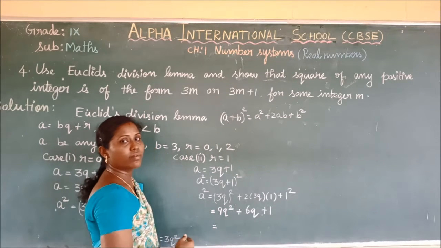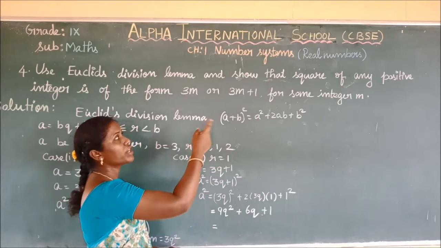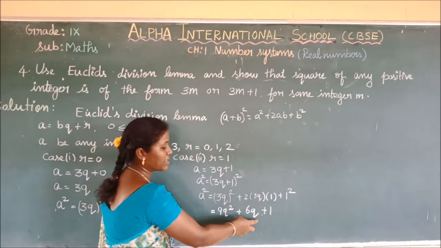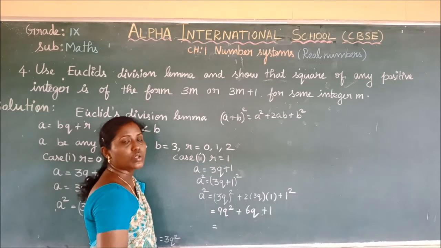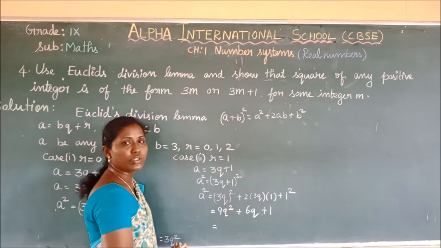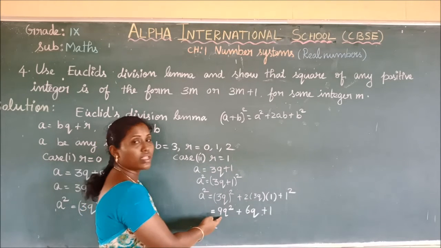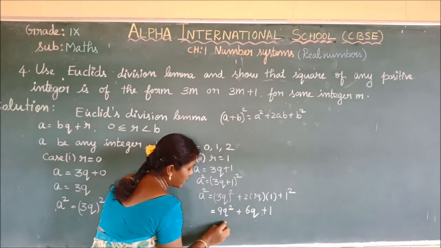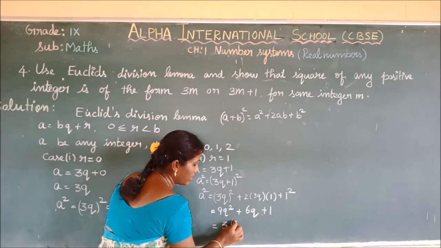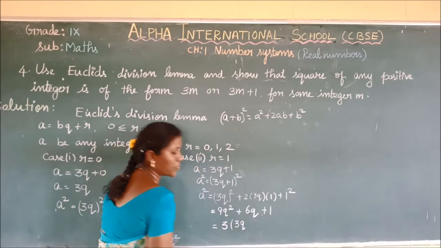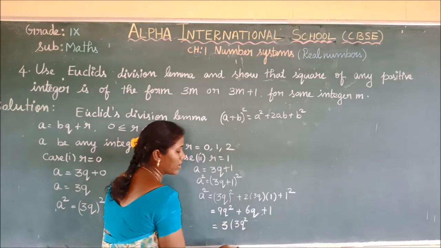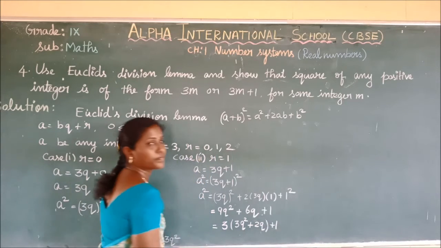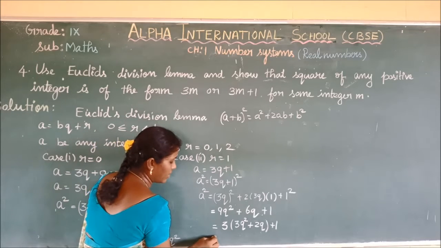So leave that. But think how to write this in the form of 3m or 3m plus 1. Here plus 1 is already there, so just express the rest in the form of 3m. For that we have to take 3 common. Is it possible to take 3 common here? Yes, we have the numbers 9 and 6, and from these two, 3 can be taken common. So if I take 3 common, the remaining will be 3q square plus 3 2s are 6, so 2q, plus 1.